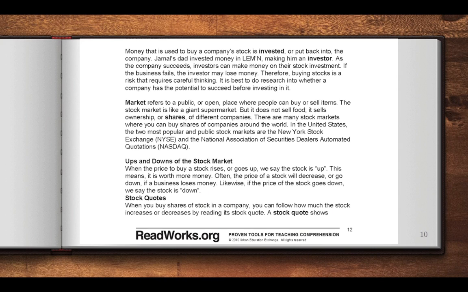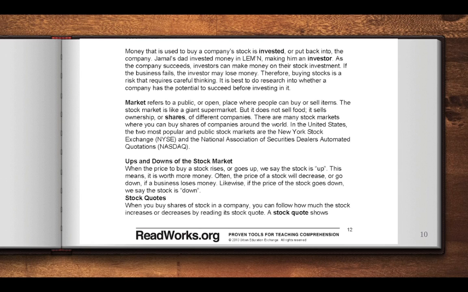As the company succeeds, investors can make money on their stock investments. If a business fails, the investors may lose money. Therefore, buying stocks is a risk that requires careful thinking. It is best to do research into whether a company has the potential to succeed before investing in it.